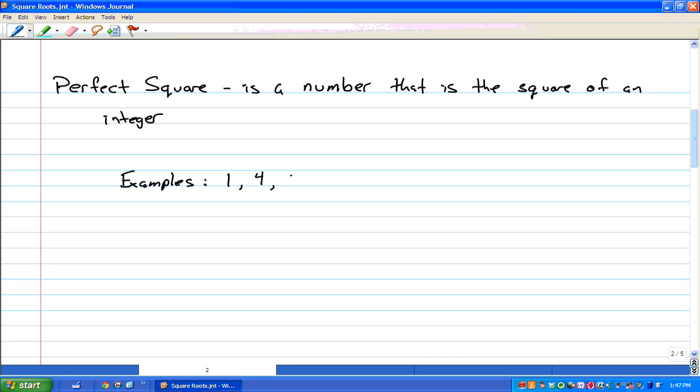And then you went to 3. 3 times 3 is 9. And then you went to 4. 4 times 4, or 4 squared, is 16. 5 is 25, 36, 49, and it goes on. These numbers are called perfect squares.